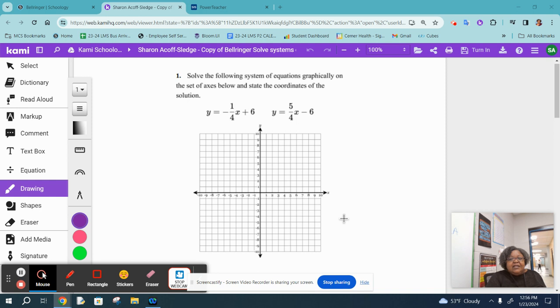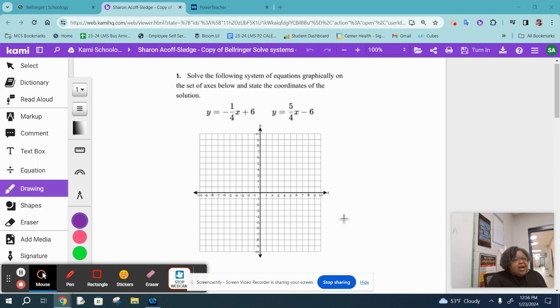Okay, solve the following system of equations graphically on the set of axes below and state the coordinates of the solution. Quick reminder, Friday we're going to have a quiz, not a test, a quiz on graphing systems of equations.